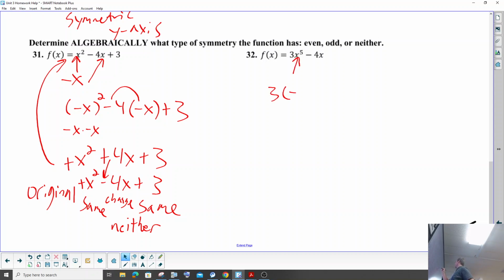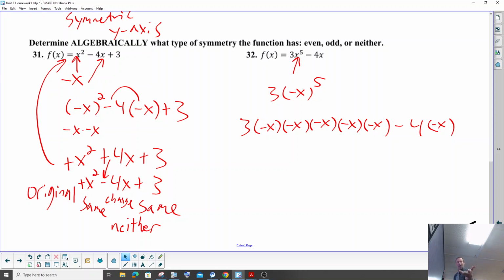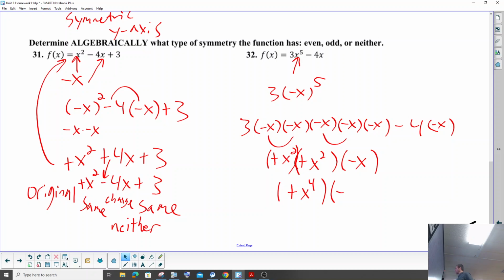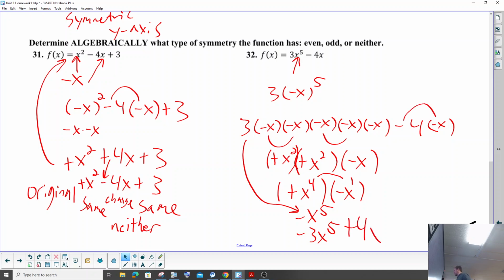So if we plug in a negative there, we get a negative x 5 times. Yeah, so negative x to the 5th power. Negative negative is a positive x squared. Negative negative is a positive times a positive x squared times a negative x. So positive and a positive is a positive, x to the fourth power. But when you multiply it with a negative, we get a negative. X to the 1 and 4 is a fifth power. Let's bring that 3 in there too. So negative 3x to the fifth power. And then negative times a negative is a positive 4x. Right? So now we compare with the original, negative 3x to the fifth power plus 4x.